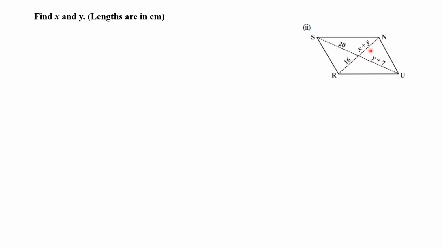Here the measures for the diagonals are given, right? So we know that in a parallelogram, the diagonals bisect each other. Clear? Diagonals bisect each other means they are getting divided into two equal parts. So from here I can say that this y plus 7 will become equal to 20, right? Because the diagonals bisect each other. So the y plus 7 value will become equal to 20.